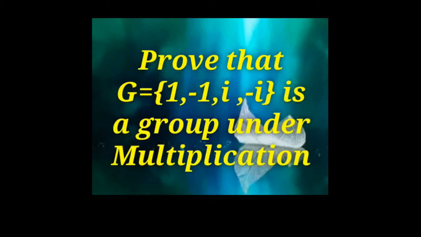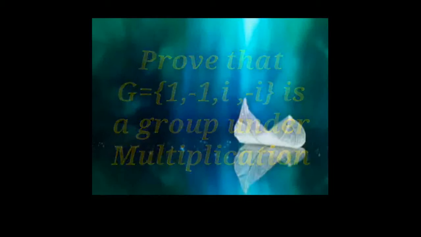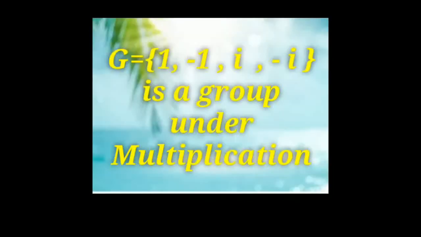Today we will solve a very important example from group theory. Mostly this example is found in past papers of commission tests, and whenever the test is conducted, this question is asked: whether the set G with elements real and complex numbers and order 4 under the binary operation of multiplication is a group or not. Let's prove that the set G under multiplication is a group.